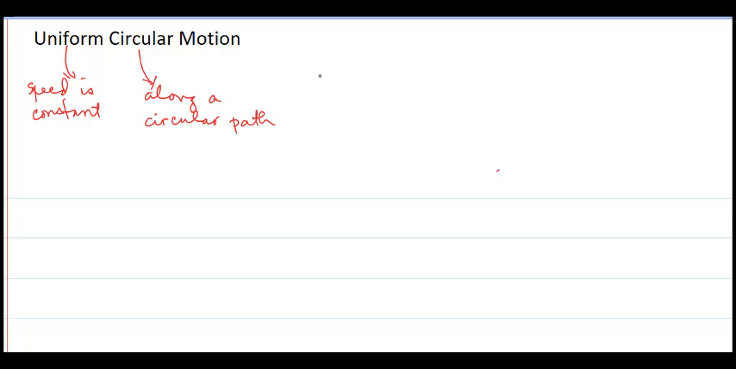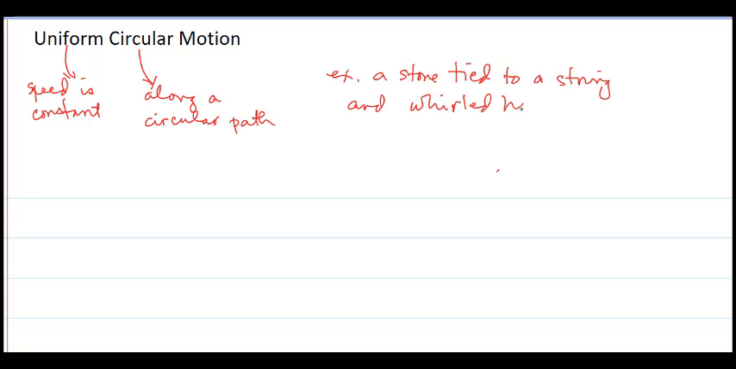Hello everyone, let's study the basics of uniform circular motion. When we say uniform, it means the speed is constant. And if it is circular, this object moves along a circular path. An example of uniform circular motion is a stone tied to a string and whirled horizontally at constant speed.